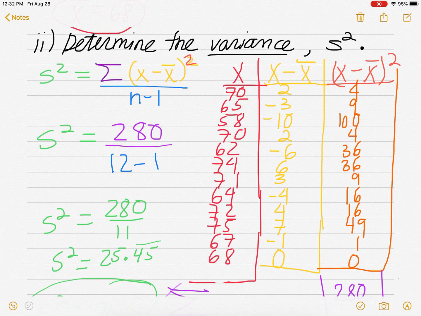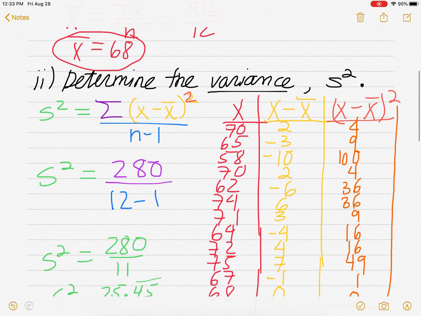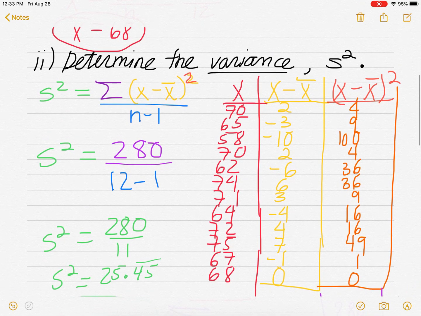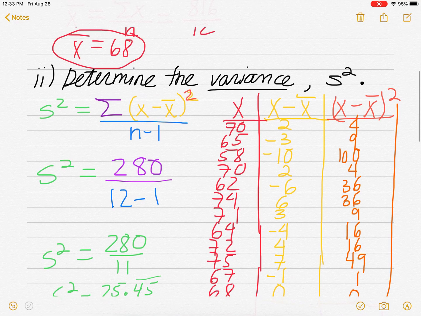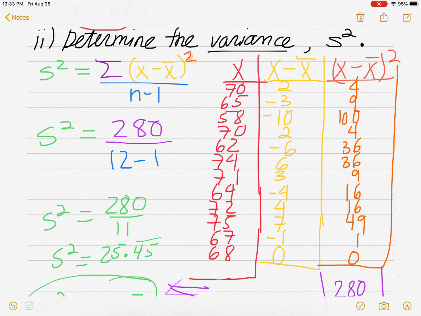So let's look at your numbers: 70, 65, 58, 70, 62. That means they're not super spread out, right? So if you take a typical number, the average data value here is only about 5 units away from the mean, which is 68. Right, the mean is 68. All right, so I'm going to end there. That does it for variation.